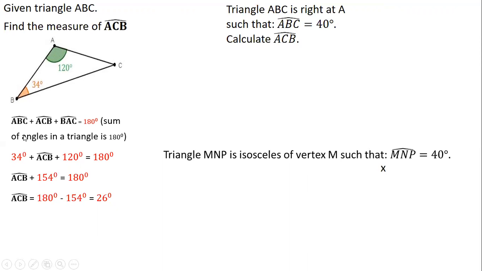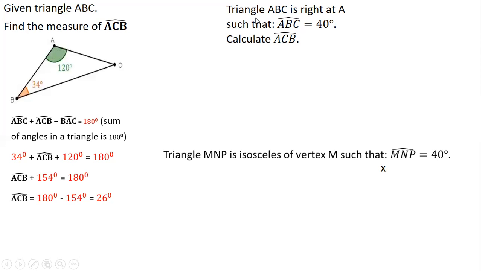Now we replace ABC by its measure, which is 34 degrees. ACB is missing, we leave it as it is. Angle BAC is 120 degrees, equal to 180 degrees. The missing angle is ACB. We add 34 plus 120, it is 154, equal to 180 degrees. So angle ACB is equal to 180 minus 154, it is 26 degrees. So the missing angle will be 26 degrees.